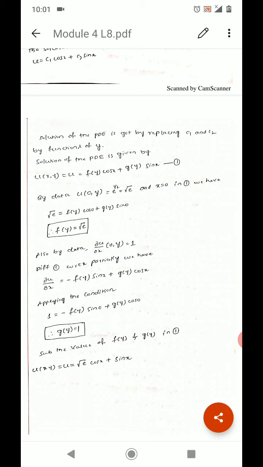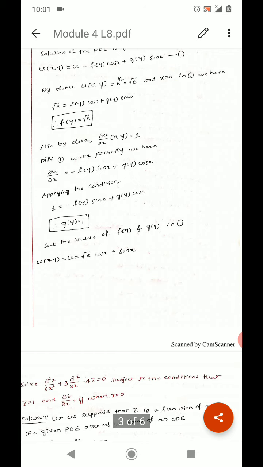So substitute the values of f of y and g of y in equation 1 to get u is equal to root e into cos x plus sin x. So which is the required solution.